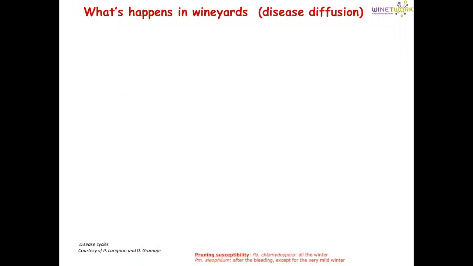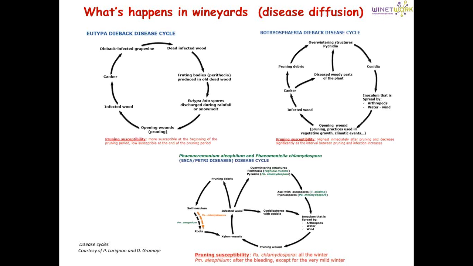And we also know something more about what happens in the vineyard, for instance, related to disease diffusion. Here we are reporting the disease cycle of the three main GTD diseases, Eutypa dieback, Botryosphaeria dieback, and Esca. And as you can see, all pathogens can infect healthy vines by pruning wounds, and these wounds can remain susceptible to infection for several days or for months.